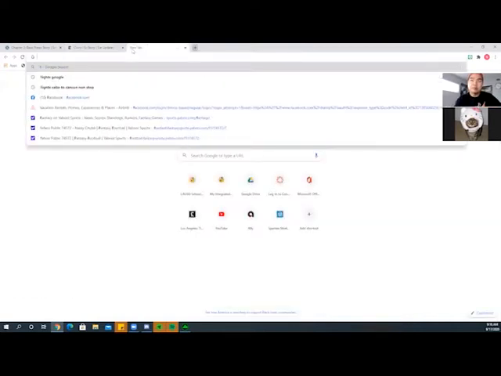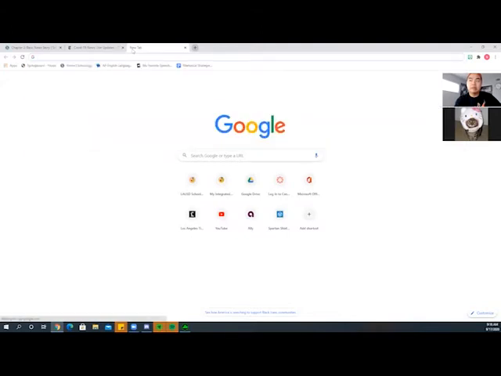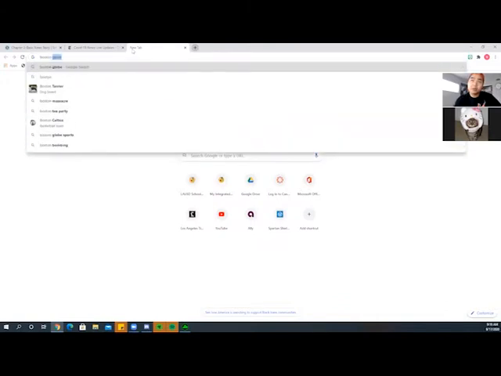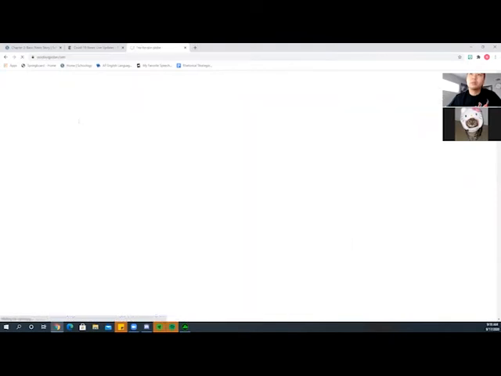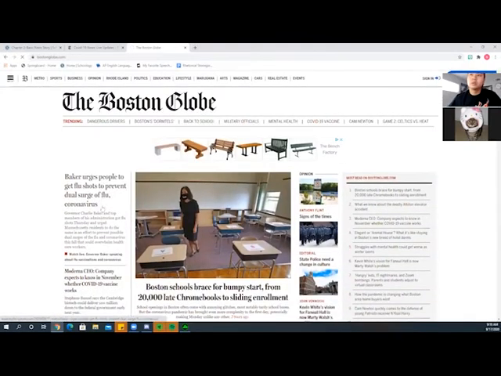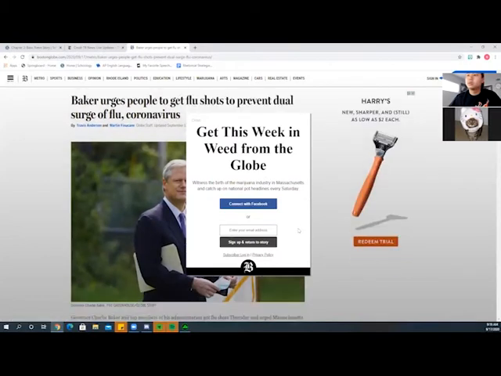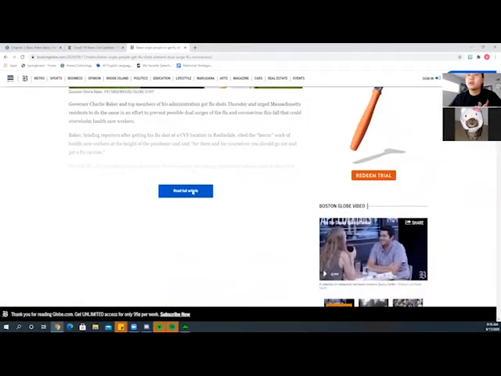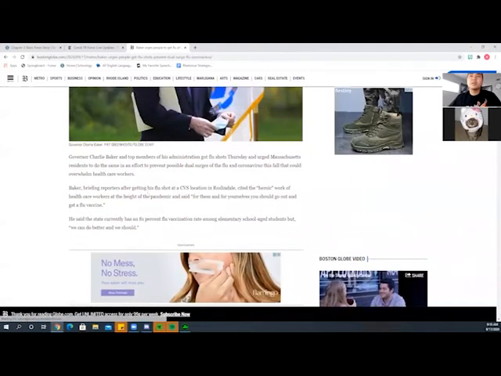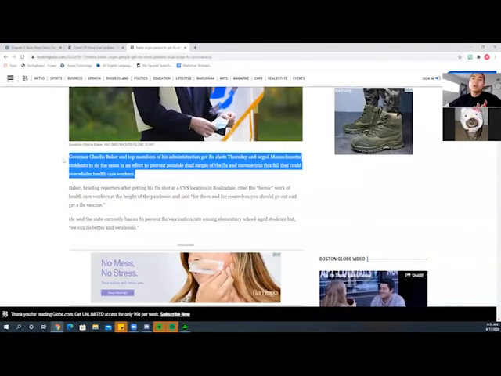Let's see if... lame. Okay. So same thing, if I click a random article here from the Boston Globe: Governor Charlie Baker and top members of his administration got flu shots Thursday and urged Massachusetts residents to do the same in an effort to prevent possible dual surges of flu, yada, yada.